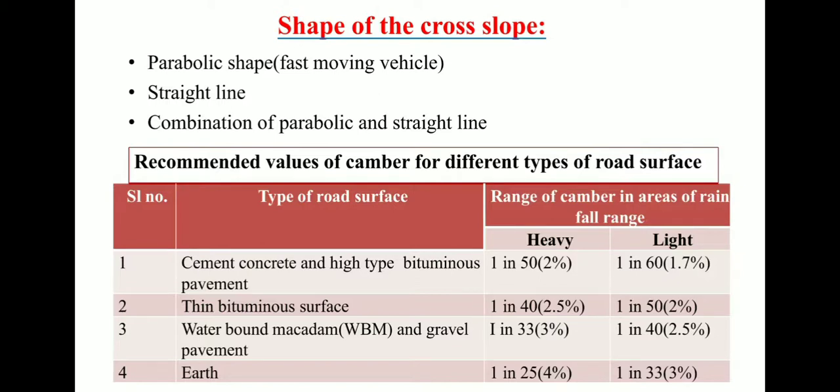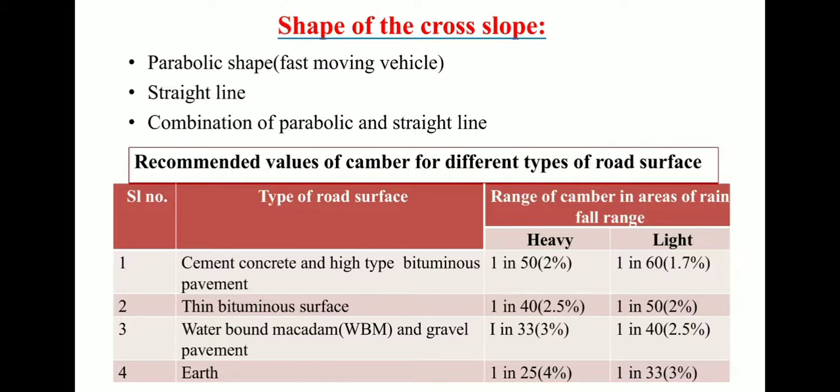This is an important topic for you. Okay, so this is very important. These are all the values recommended by IRC. Many times in exam also this question is asked. So if the type of road is cement concrete and high type bituminous pavement, okay, then if the rainfall is heavy, in that case you have to provide a camber of 1 in 50, that is 2%. And if the rainfall is light, okay, then 1 in 60 is recommended, that is 1.7%.